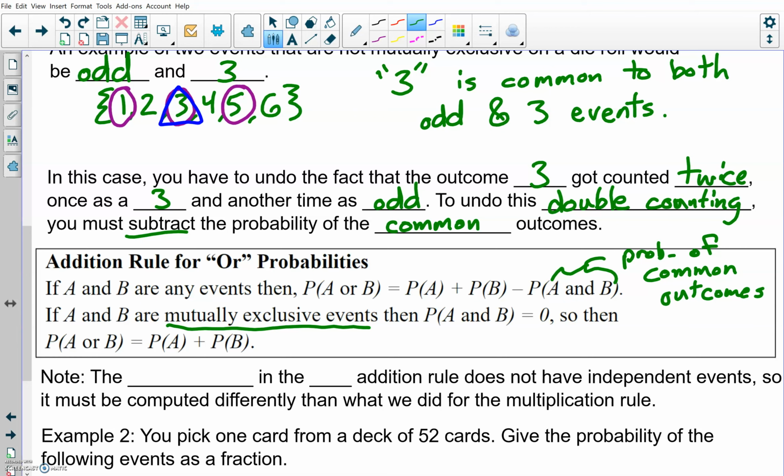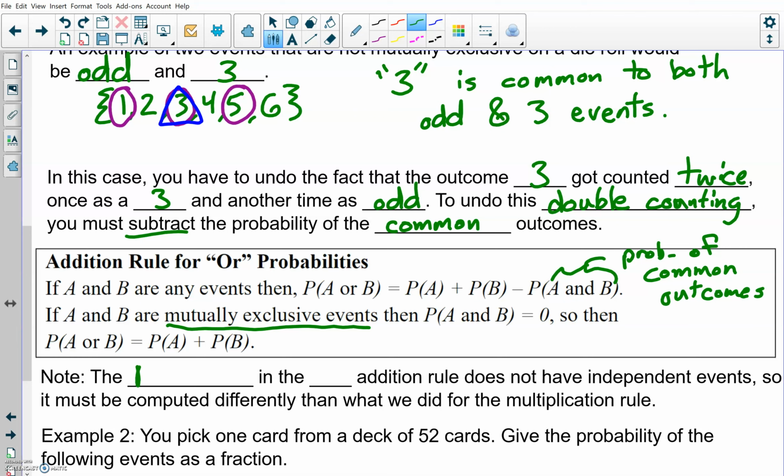So if they are mutually exclusive, and you identify that, which you always need to think about before you really start setting things up, then there are no common outcomes, which means the probability of A and B is 0. So then you can just add those probabilities together without having to do a subtraction. There is no double counting, so to speak.